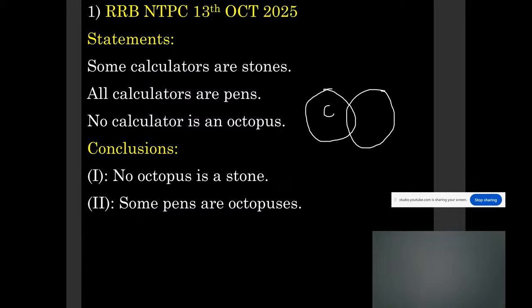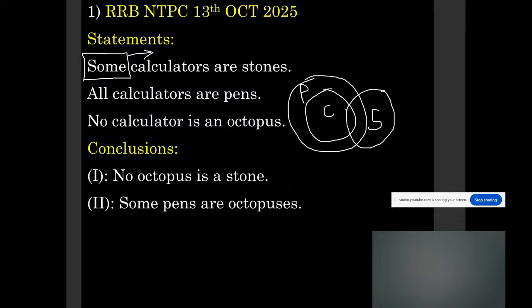So some calculators are stones means you should take minimum intersection. Whenever you find some, it means intersection is possible. Just remember one thing: if intersection is possible, then we can call some condition is possible there. Next, all calculators are pens. All calculators are pens means calculator circle should be inside pen circle. So this is a pen circle. All calculators are pens. That means any calculator should not be outside pens.